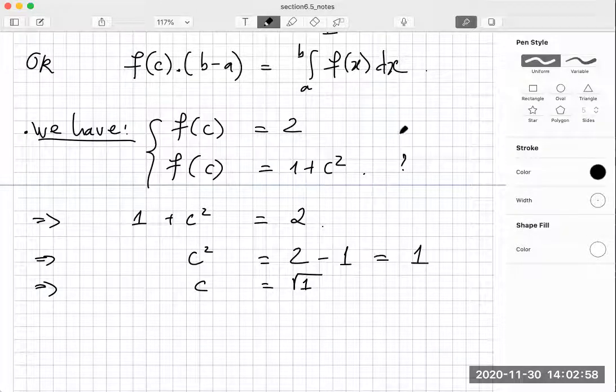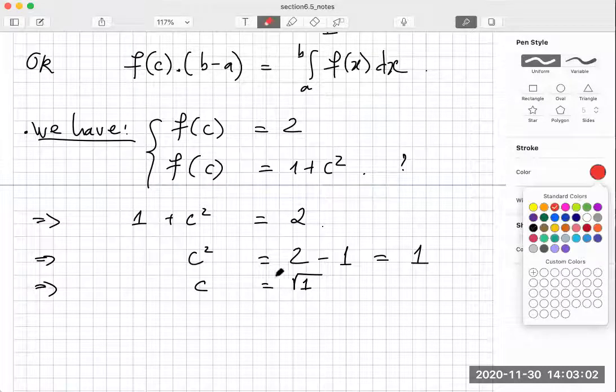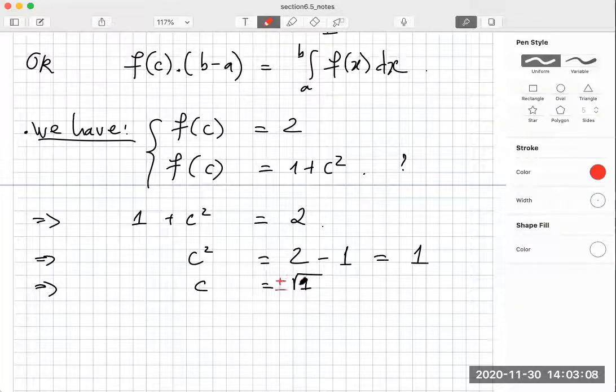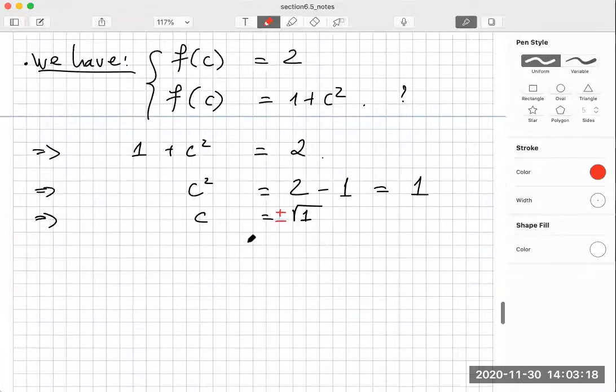What else? Remember, plus or minus. Yes, plus and minus. Be careful. There are two solutions. Plus 1 or minus 1. Okay? Or we can do it this way.